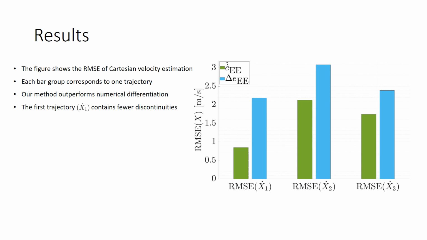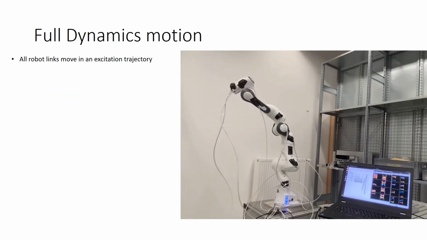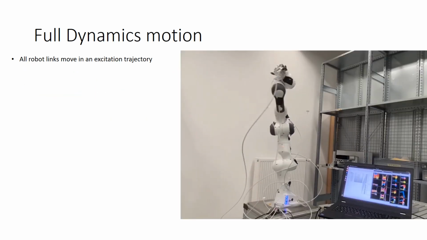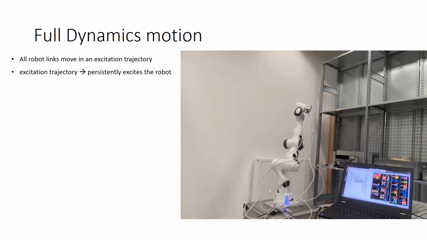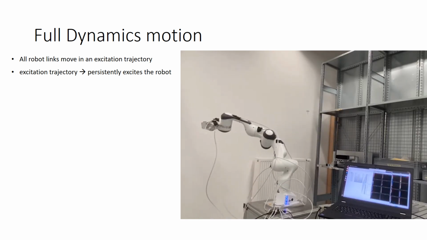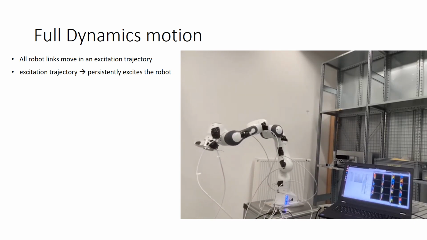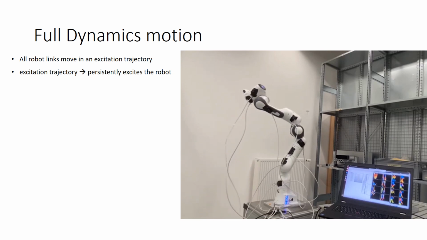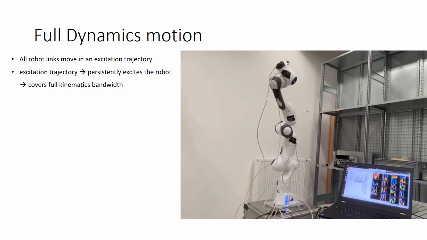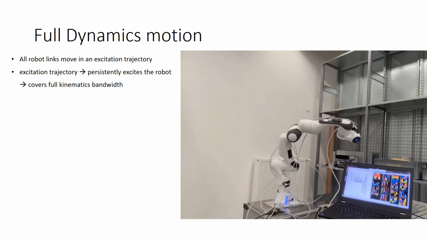There are some discontinuities in the jerk trajectory which degrade the estimation results. Our method works best when there is little discontinuity in the reference trajectory. In full dynamics motion, the robot moves along an excitation trajectory which persistently excites all robot modes. These trajectories are normally used for robot inertial parameters estimation purposes, as they reveal robot dynamics.